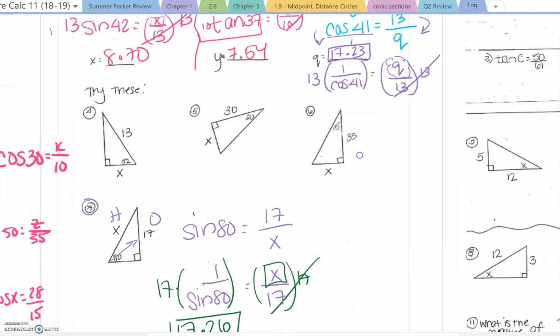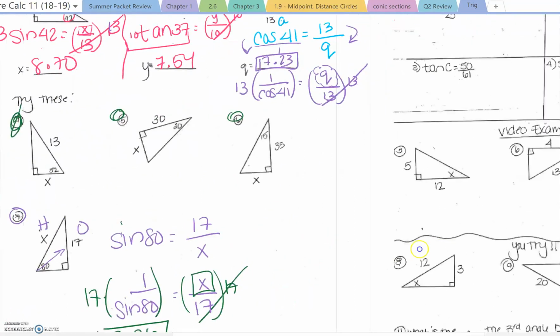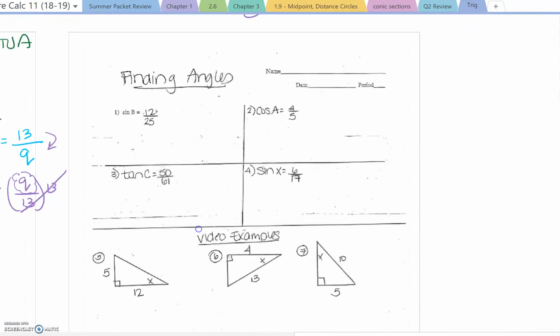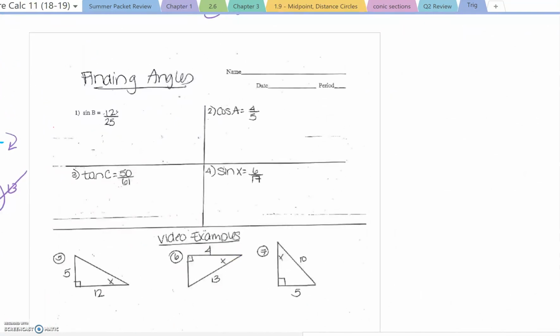Okay, so these you can try by yourself. I'll put these answers up in the Google Classroom. Let's move on real quick to finding missing angles. So when you're finding the missing angles, you're trying to figure out what number would give me a ratio of 12 to 25 if 12 was opposite of B and 25 was the hypotenuse. How big would this angle be?